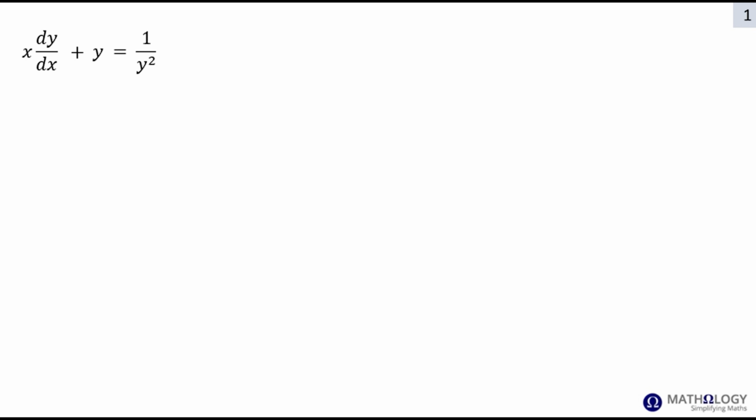Okay, this differential equation is not in the form that we want it to be. Remember that the form that we're looking for to use Bernoulli's equation is dy/dx plus p of x times y equals f of x times y to the n. This is 1 over y squared. So we're just going to write this in standard form.